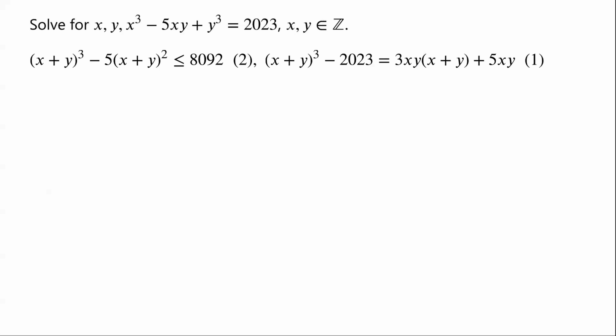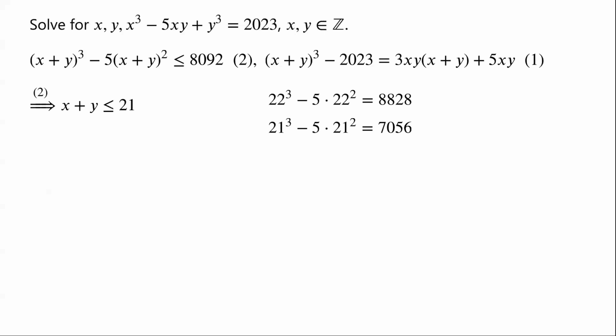When we substitute x plus y equals 22 in the left side of the inequality, we have 22 cubed minus 5 times 22 squared, which is equal to 8828, which is greater than 8092. When we substitute x plus y equals 21, we have 21 cubed minus 5 times 21 squared, which is equal to 7056, which is less than 8092. Therefore, x plus y must be less than or equal to 21.